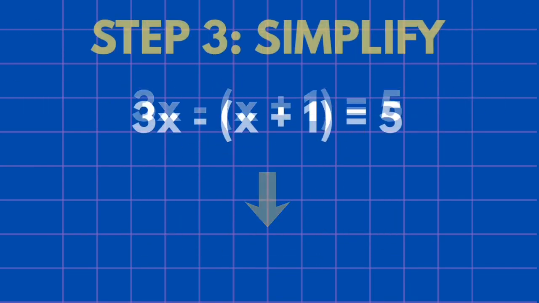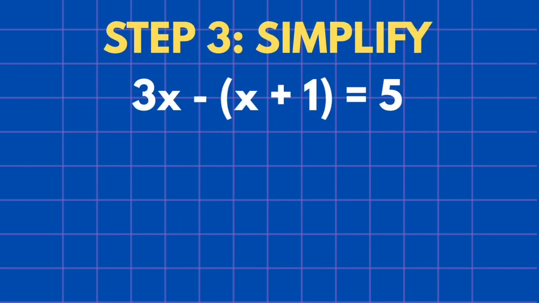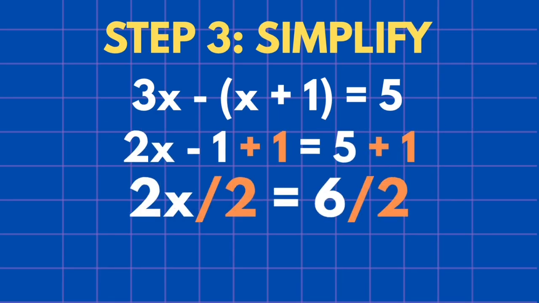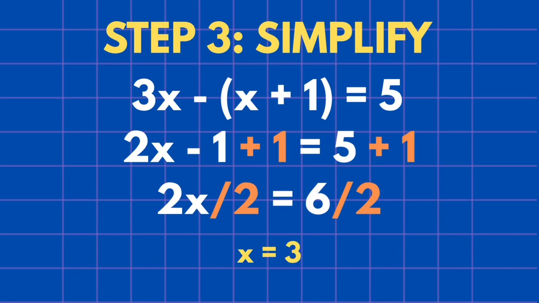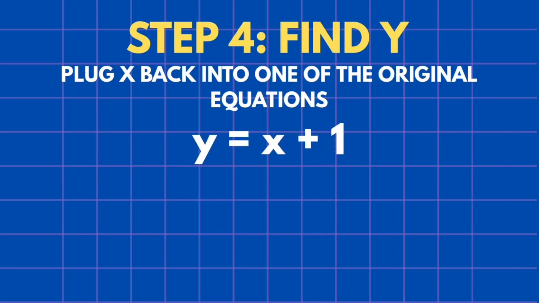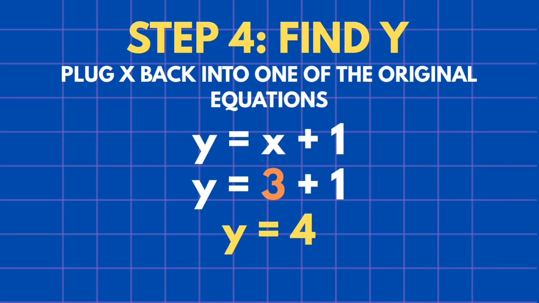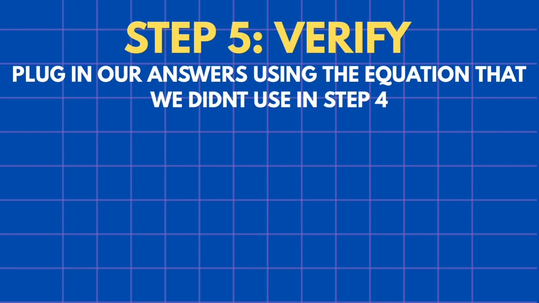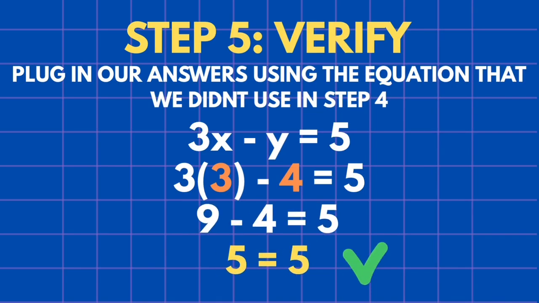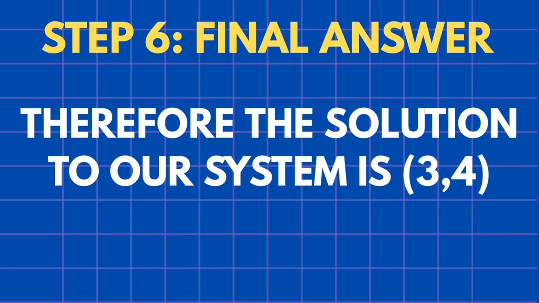In step 3, we can simplify our equation 3x minus (x plus 1) equals 5 by adding 1 to each side and then dividing by 2, giving us x equals 3. We can now find y by plugging x equals 3 into our original equation, leaving us with y equals 3 plus 1, which equals 4. In step 5, we can verify our answer by plugging x equal to 3 and y equal to 4 back into our equation, which shows us that the left side equals the right side, telling us that we are correct. Therefore, the solution to our system is the point (3, 4).